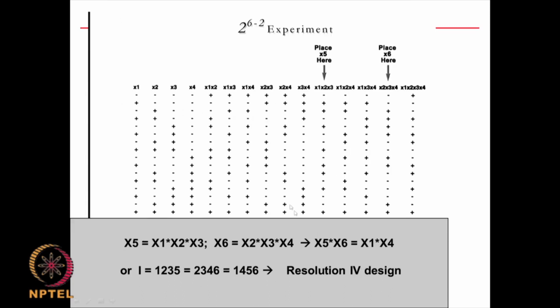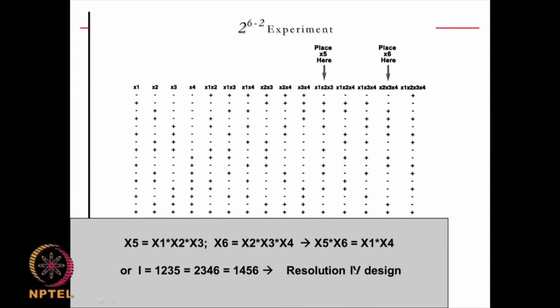Now, the other one, where we selected this and this, x5 is equal to x1, x2, x3, x6 is equal to x2, x3, x4. So your I is equal to 1, 2, 3, 5 or equal to 2, 3, 4, 6 or equal to 1, 4, 5, 6. Do you understand? So 1 will be confounded with 2, 3, 5 or 2, 3, 4, 6 or 4, 5, 6. This is a resolution 4 design because the relationship involving the minimum comes out to be 4 parameters.